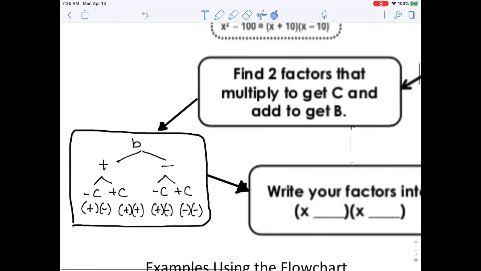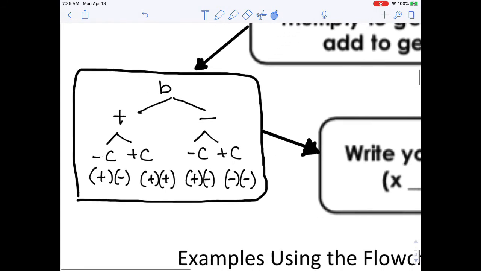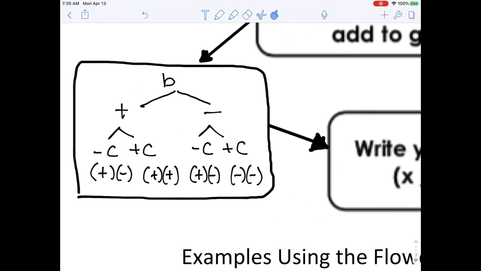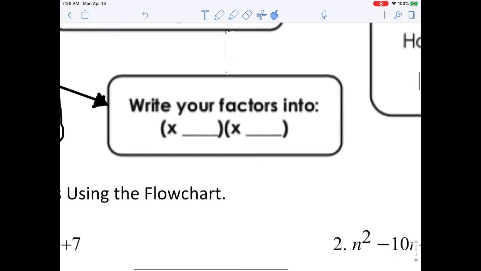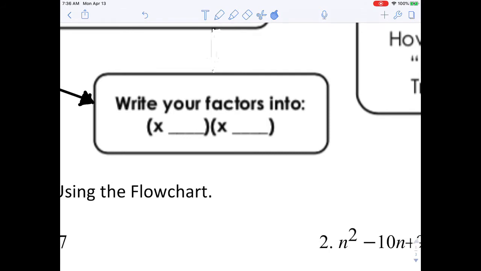get B. So I gave, and this is where I added on again, I gave a little cheat here. If B is a plus and C is a minus, you have one factor's plus and one factor's minus. If B is a plus and C is a plus, both of them are pluses, both factors. If B is a minus and C is a minus, you have one of each again. And if B is a minus and C is a plus, they're both negative. So hopefully that would help. And then you write your factors in as x plus and x minus, or etc.